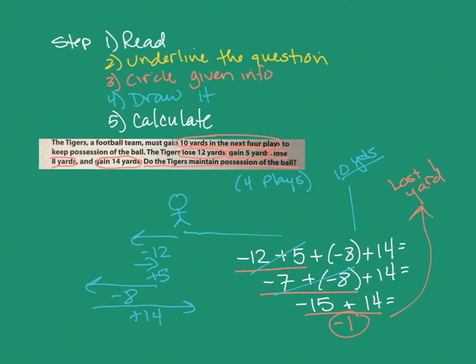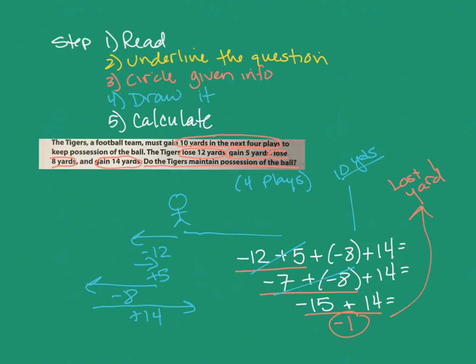So, if you look over to the sidelines, you'll see Coach over there throwing his clipboard down and stomping on it and all that. Well, no, hopefully not. But yeah, they did not get the 10 yards they needed. They are going to lose possession of the ball, and the other team's going to get their chance instead.